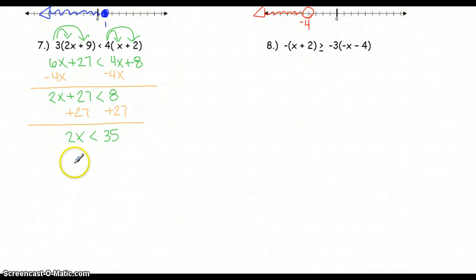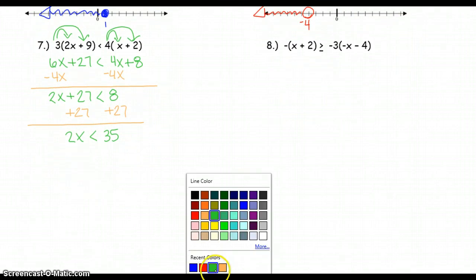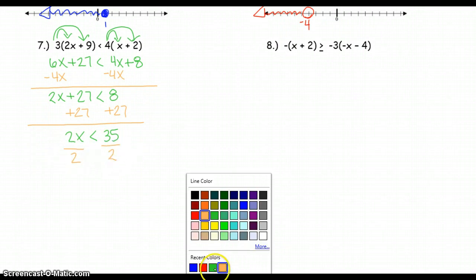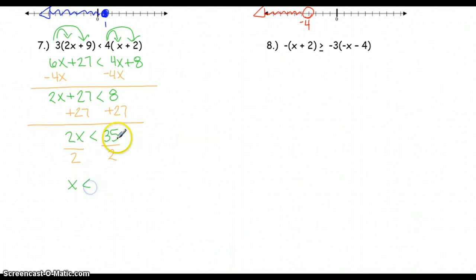Alright, so now to solve for x, we need to divide both sides by 2. If I divide both sides by 2, we get that x is less than 35 over 2, which you can leave as 35 over 2, or when you go to graph it, it's easier to write a fraction as a decimal for graphing purposes. So half of 35 over 2 would be 17 and a half. So it's less than 17.5.